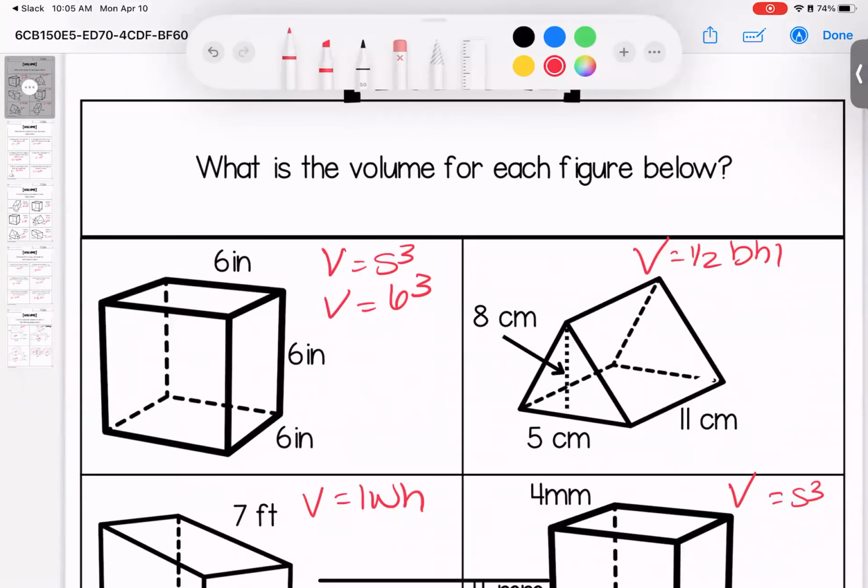All right, so for our first one, we're looking at the volume of this cube, which is the side cubed, or the side times itself 3 times. So the sides are 6 inches, 6 times 6 times 6 gives us a volume of 216 inches to the third. Remember that we need to have this third because we're doing inches times inches times inches.